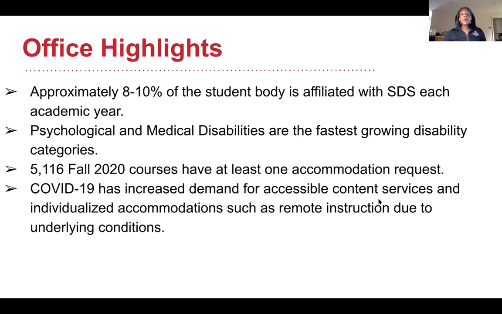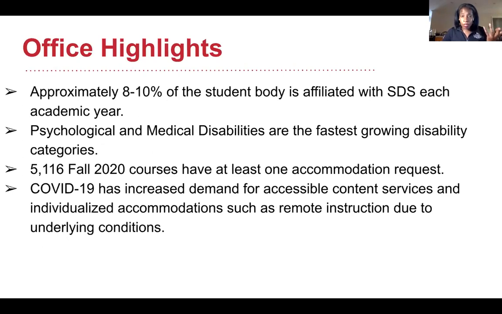So typically our office serves about 8 to 10% of the student body. I will tell you that we did see that creep up here in the last year, up into that 12% range. So really about 10% of the student body is affiliated with our office at any given time, but we continue to see this steady trend of growth.